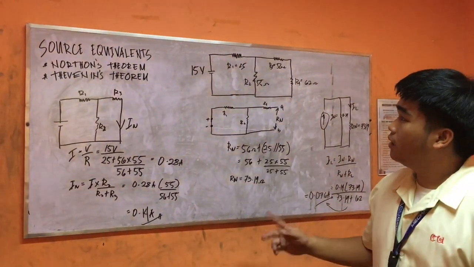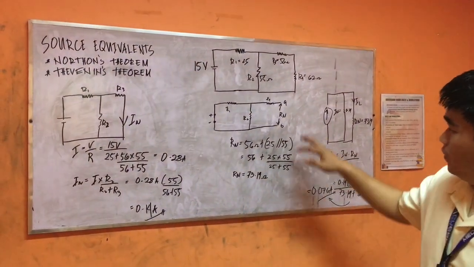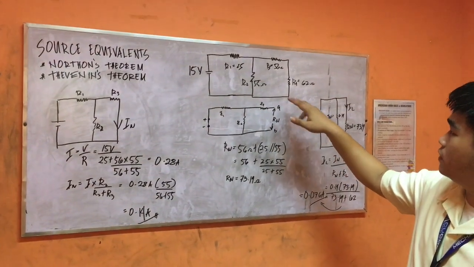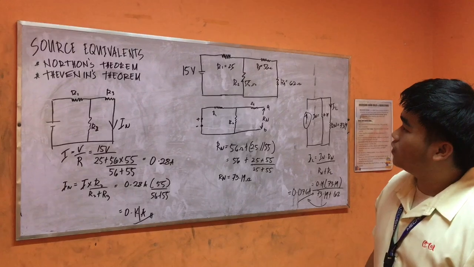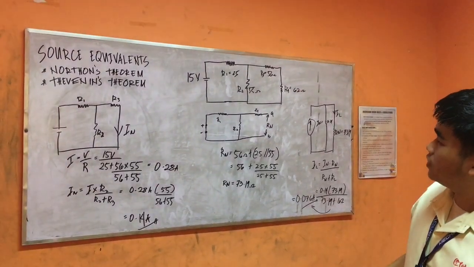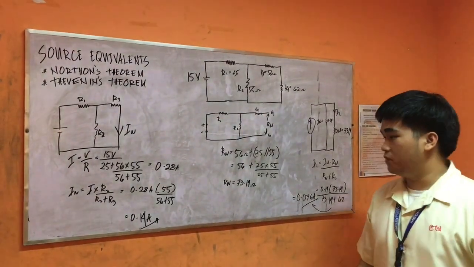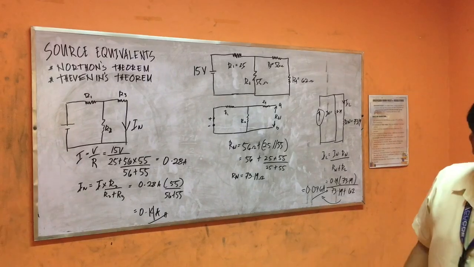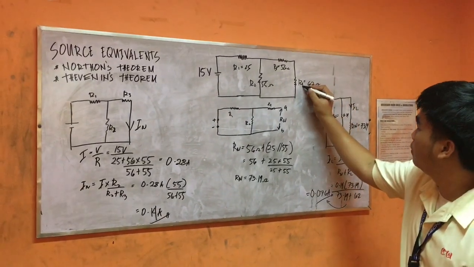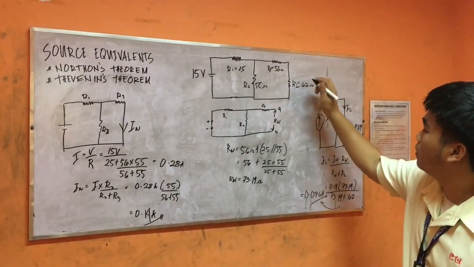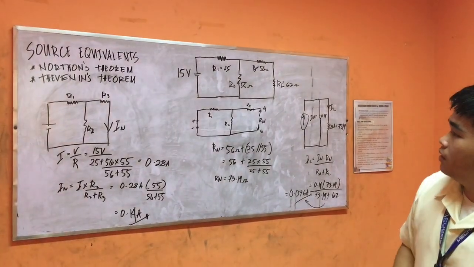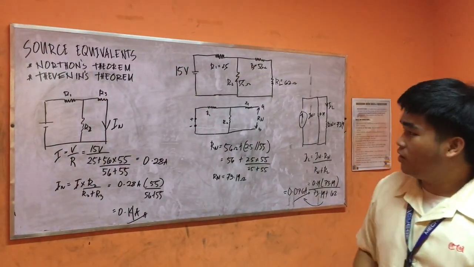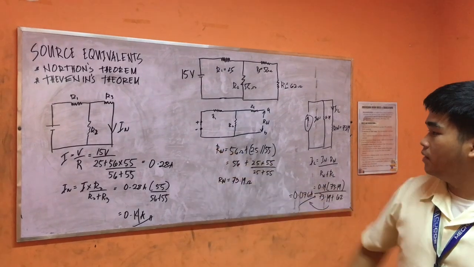We have the given diagram: 15 volts. Our R1 is 25 ohms, R2 equals 55 ohms, R3 equals 56 ohms, and our RL is 62 ohms. So first we have to remove the load. So we have this diagram.